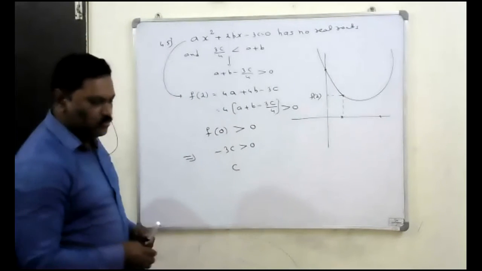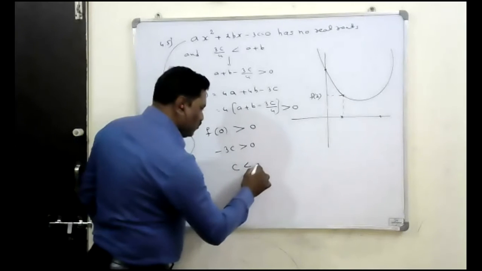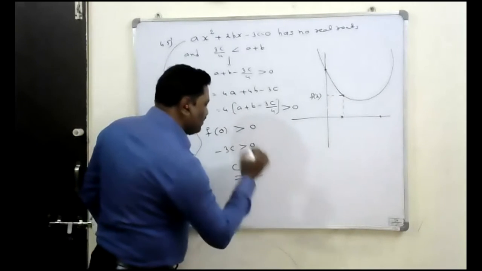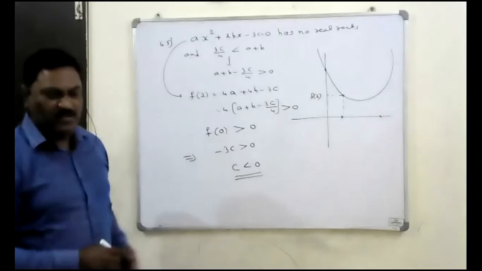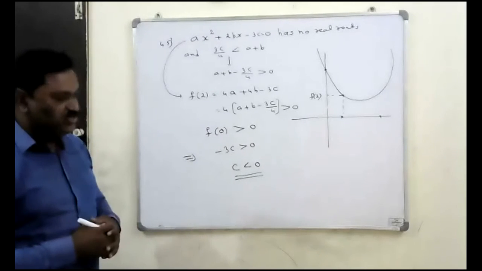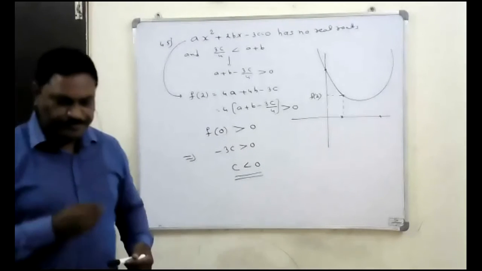Minus 3 multiplied by c, less than 0. So c is always less than 0, which means c is always negative. That is the meaning of that. Okay. Understood the concept?